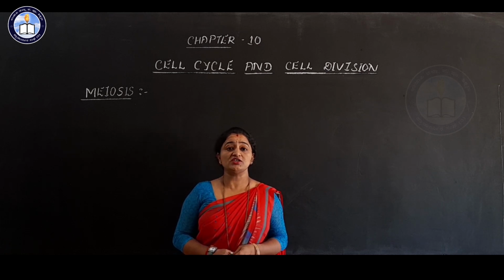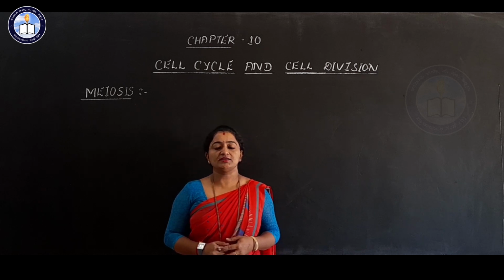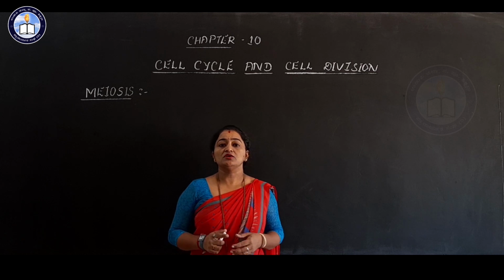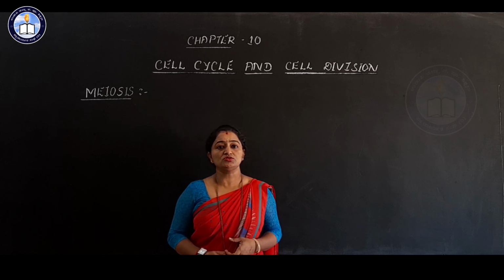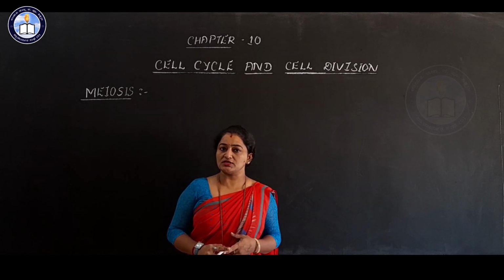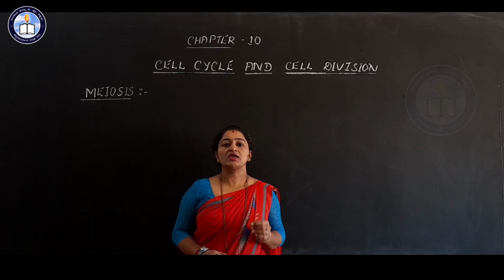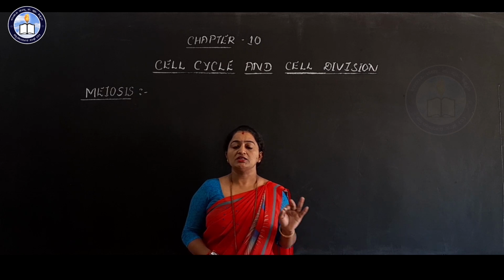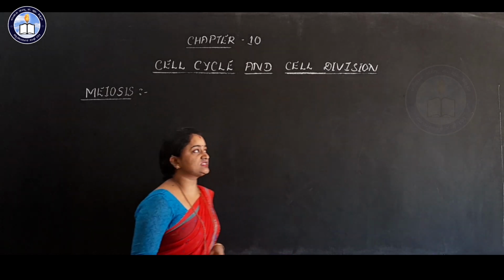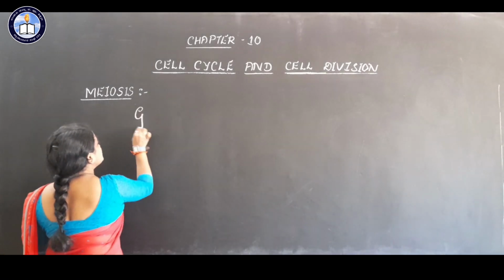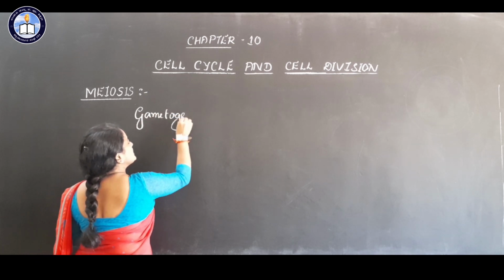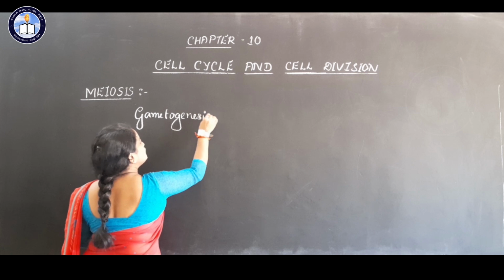Meiosis is a special type of cell division that takes place in the case of sexual reproduction. In sexually reproducing organisms, gamete formation takes place, and the process of formation of gametes is called gametogenesis. This process of formation of gametes is by the help of meiosis.